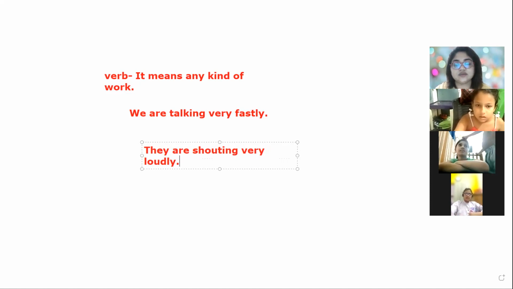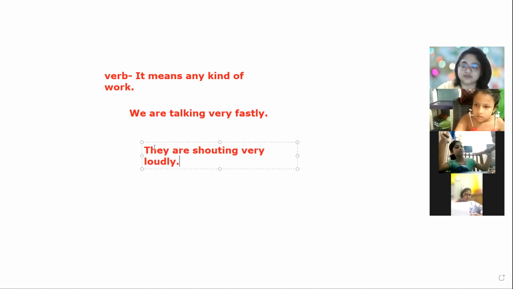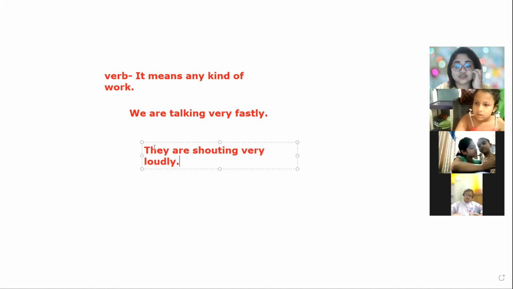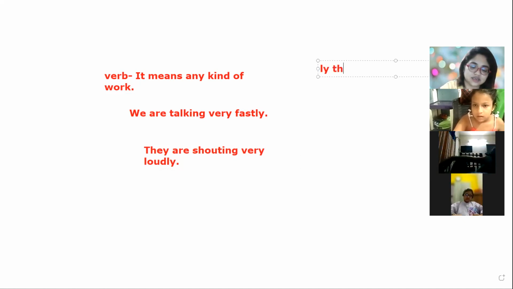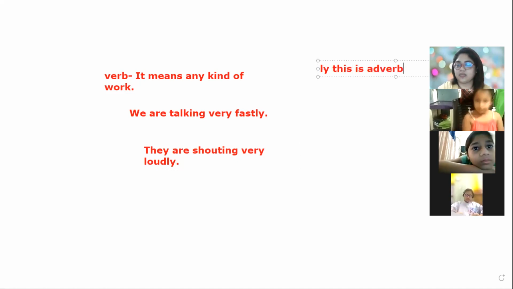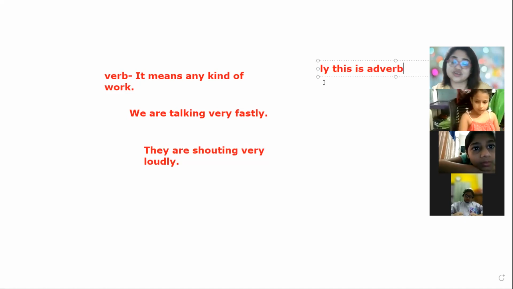Can you notice one thing? Every adverb has ly. Yes, miss. Fastly, loudly, quietly, softly, slowly, quickly. So this is the rule that if the word has ly at the end, this is adverb. Eta holo ekta one kind of ninja technique. We can understand if a word has ly, that means that word is adverb.